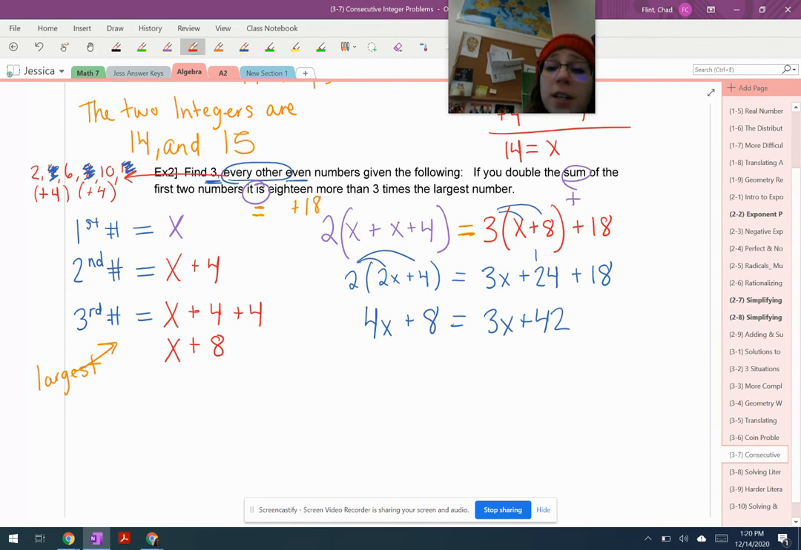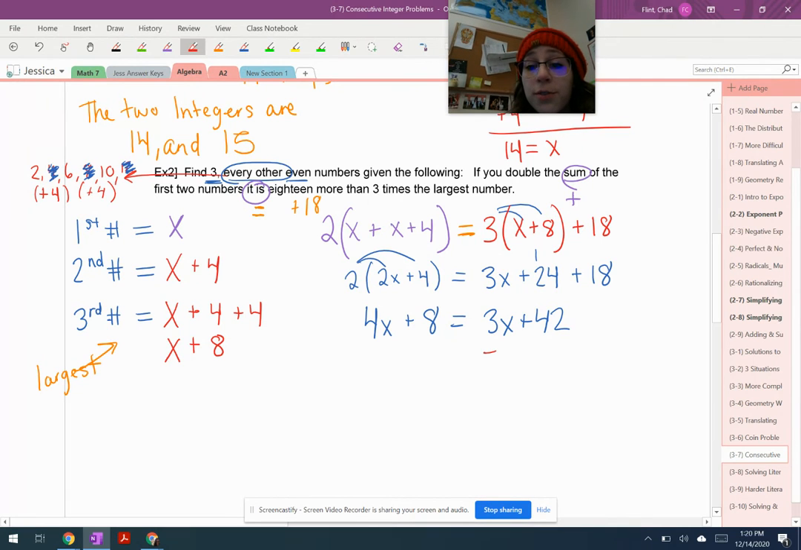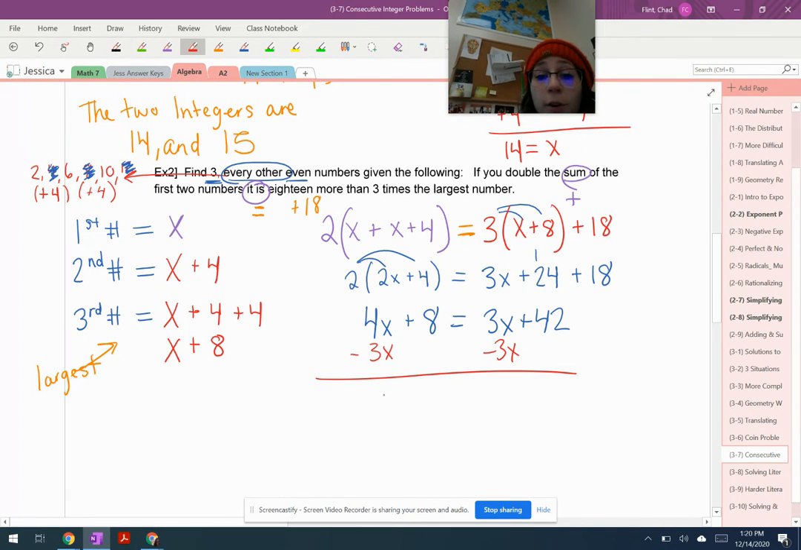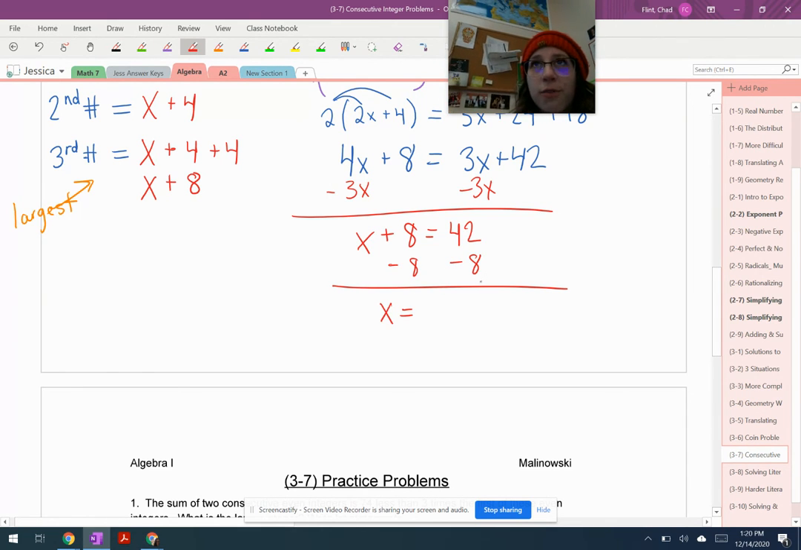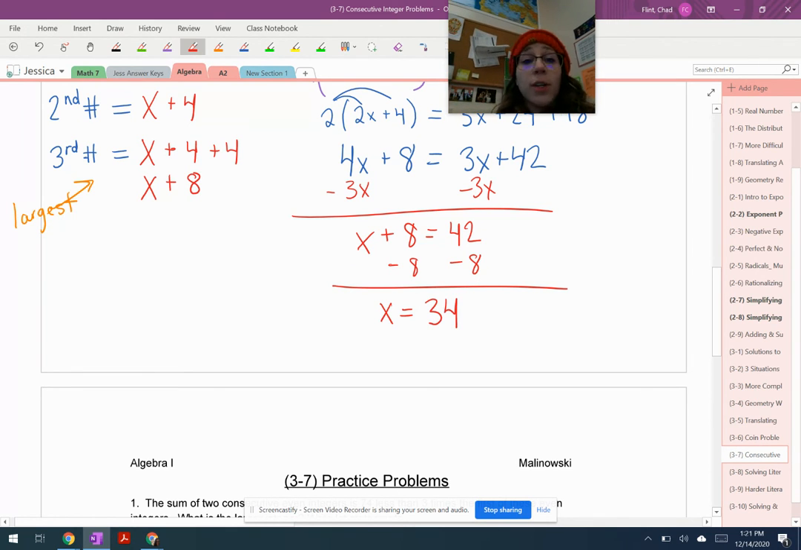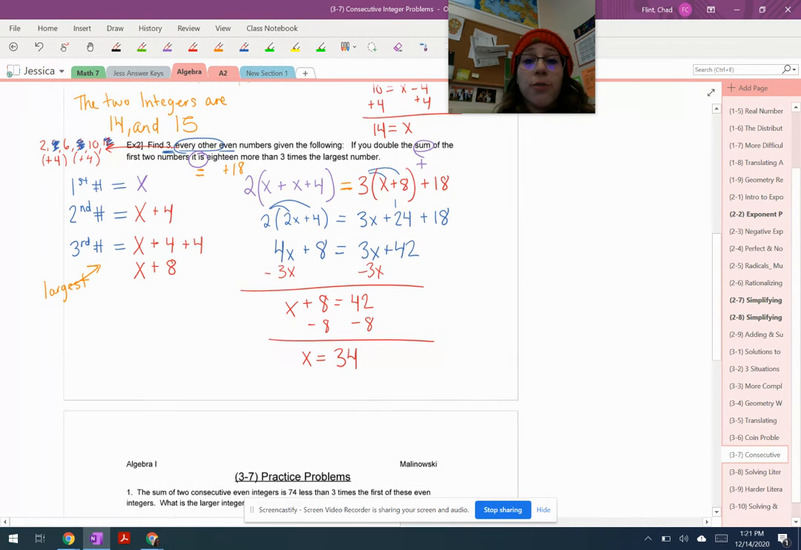And now you're just continuing on isolating that variable. Subtract your 3x to both sides. 4x minus 3x is just a plain old x. Get that x by itself by subtracting 8 from both sides. 42 minus 8 is 34. So we have x is equal to 34.